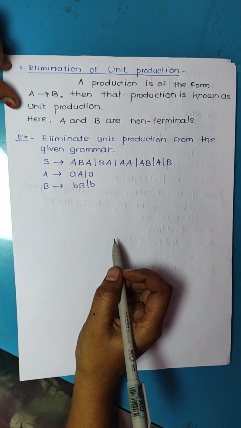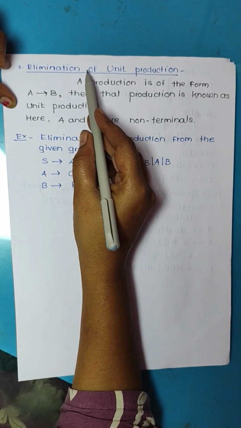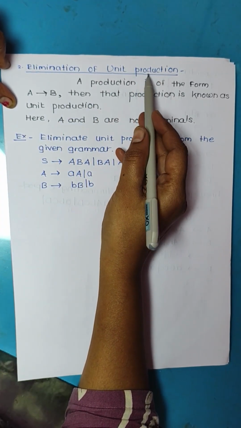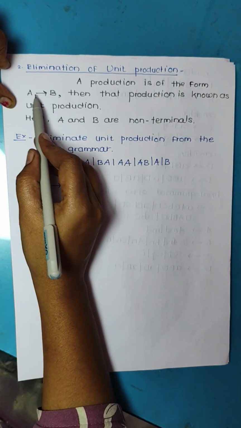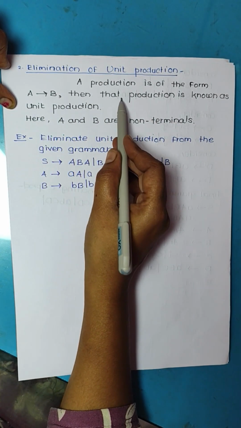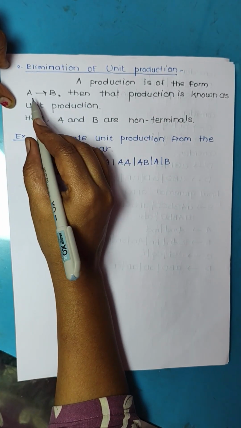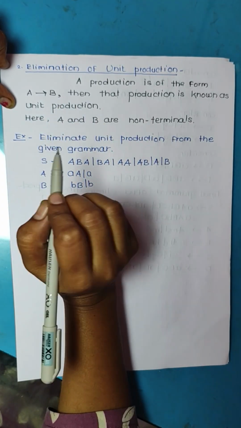Hello everyone. Let us discuss the next topic, that is elimination of unit production. First of all, we have to see what a unit production is. A production of the form A gives B is known as a unit production. Here A and B are non-terminals.